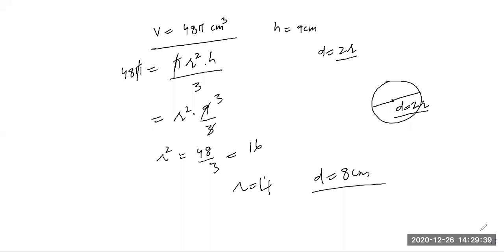Good. So most of the sums I am doing, you have to only do again and then send on WhatsApp. Okay. Then he says there is a conical pit. Conical pit means like this.